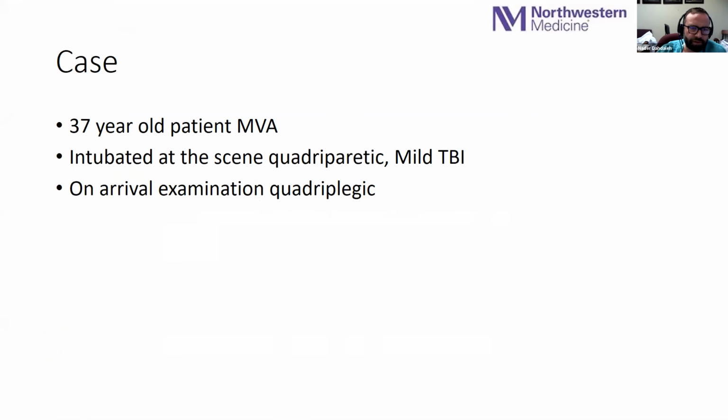It's a trauma case. A 37-year-old gentleman suffered a MVA. At the scene, he was reportedly weak in the upper and lower extremities, quadriparetic, and had some mild traumatic brain injury. On arrival, he was found to be quadriplegic. Obviously, they pursued the ABCs, and he was stabilized from that perspective. He had a mild DAI, diffuse axonal injury, from a cranial perspective.